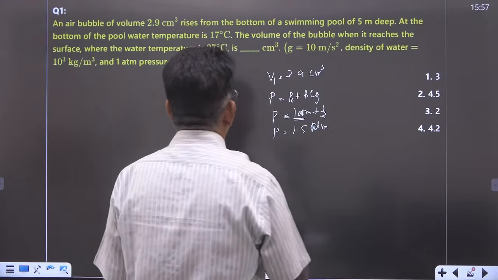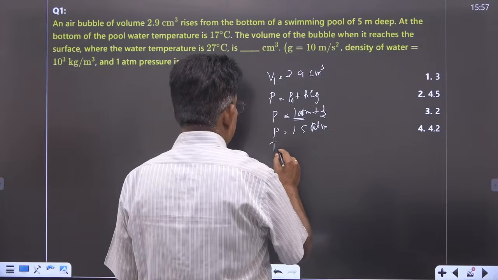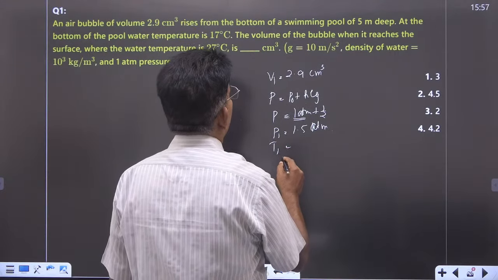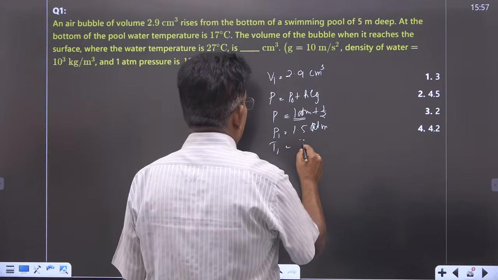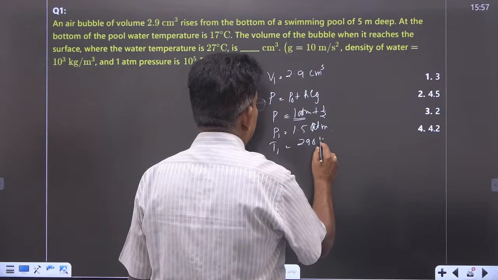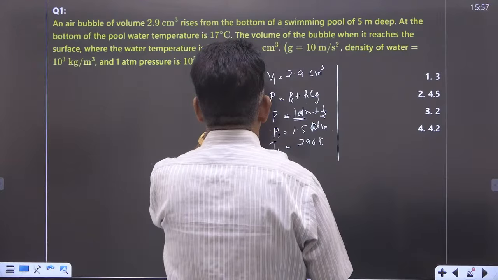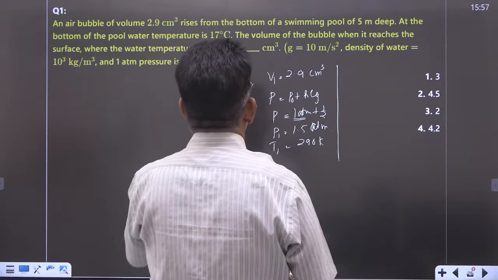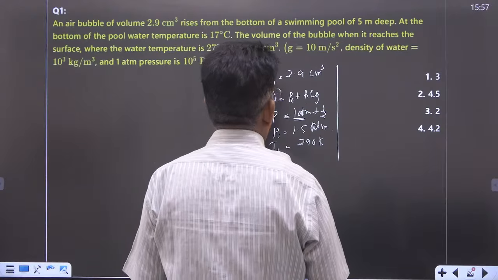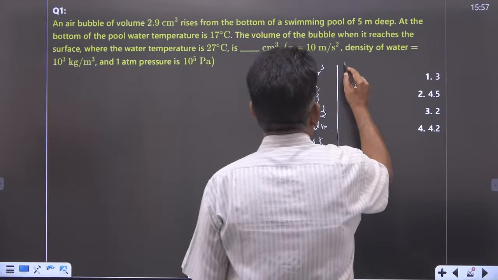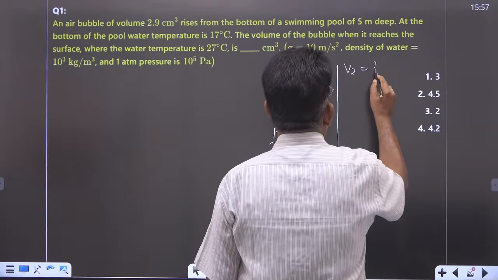Then initial temperature, that we call T1. T1 is equal to how much? 219 degrees Kelvin. Now we have to calculate what the volume of the bubble is when it reaches the surface. We have to calculate the volume of the bubble, isn't it? Therefore, V2 we have to calculate.